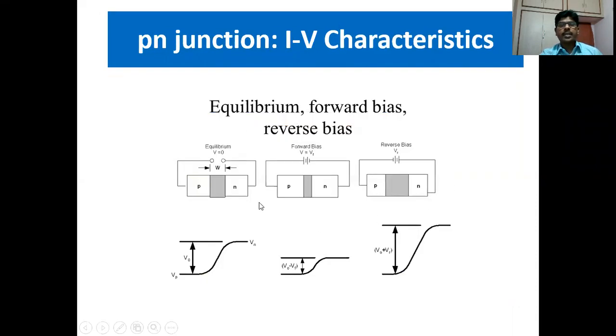These diagrams indicate no biasing or unbiased condition, forward bias condition, and reverse bias condition. We know that in forward bias, the depletion region decreases, whereas in reverse bias, the depletion region increases.